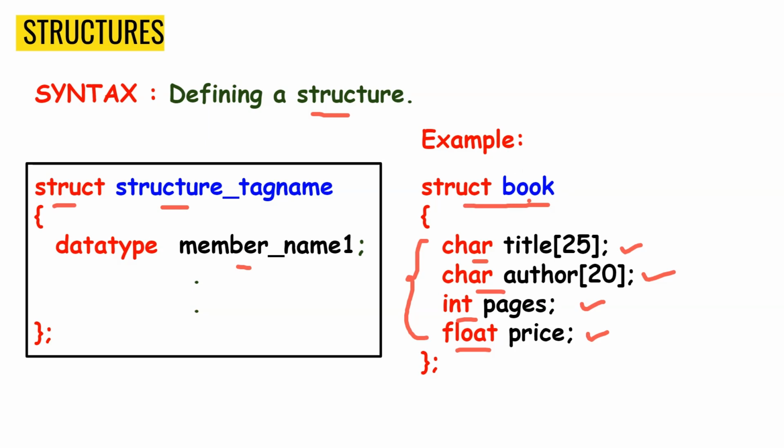We can define a structure without using a structure tag name also. Say for example, we remove this book. Without using this book also we can define this structure. The unnamed structure type is also known as an anonymous structure type.